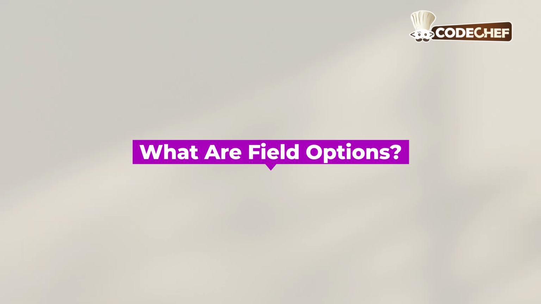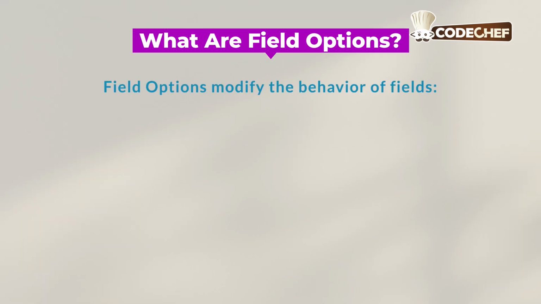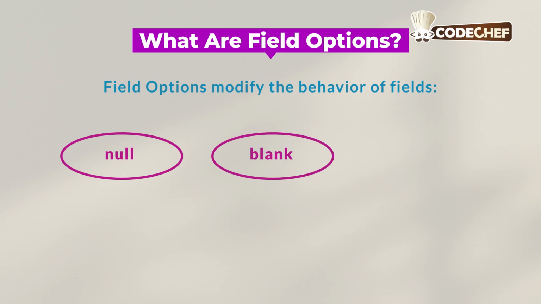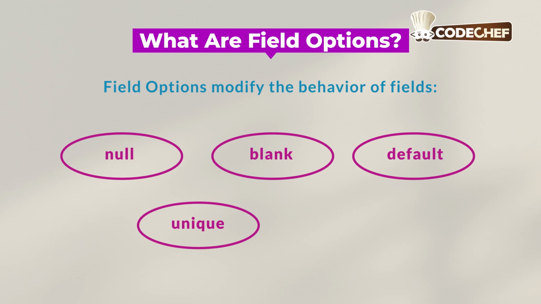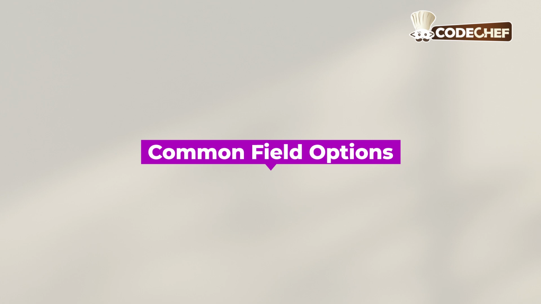Now let's look at what are field options. Field options let us customize how the fields behave. We can make them optional, give them default values, enforce uniqueness, or set readable labels for admins and forms. So these are some of the most commonly used field options that are provided by Django.